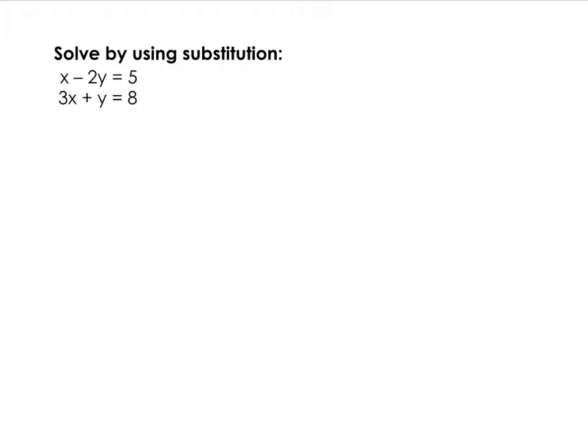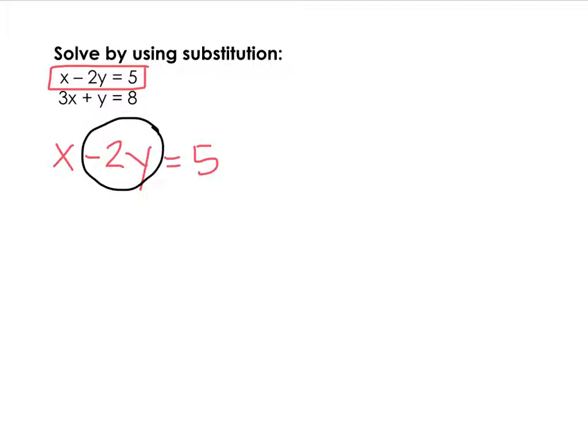This is our first example where one isn't solved for x or y already. We can either choose to work with the top equation or the bottom equation, and it won't make a difference. I'm just going to use the top, and I'm going to get x by itself. So x minus 2y equals 5. I see that all I have to do is move that negative 2y, so I'm going to add it to both sides. And that gives me x is equal to 2y plus 5.